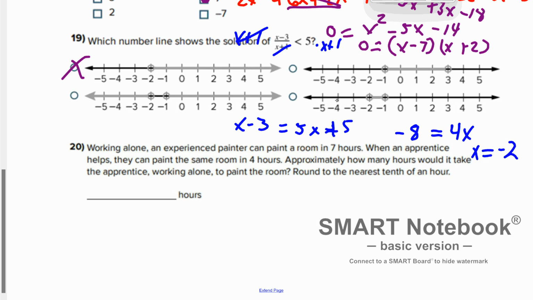But can it equal negative 2? No, because it's just a less than. So it just should be an open circle at negative 2. So this one's good, this one's good, but this one's not, right? So it's between these two.